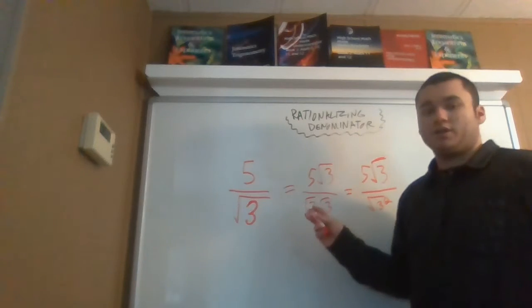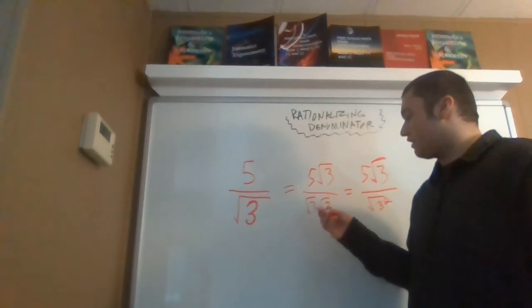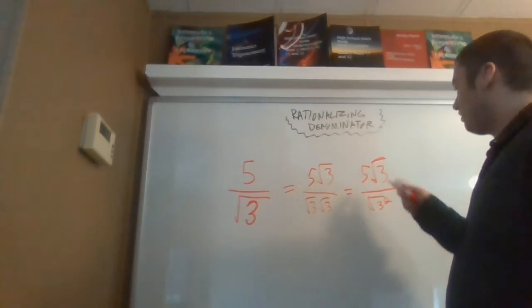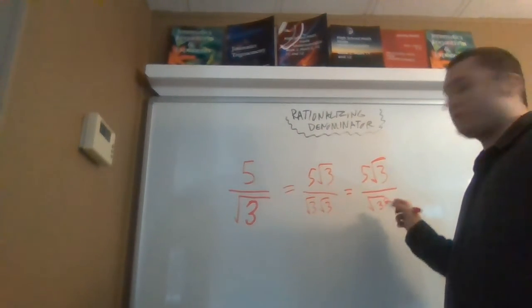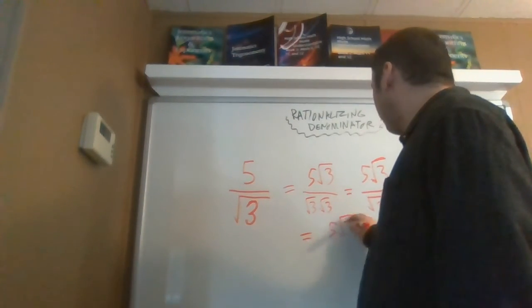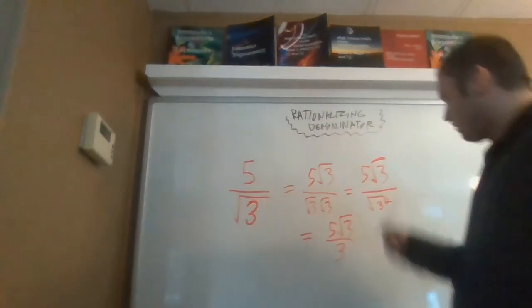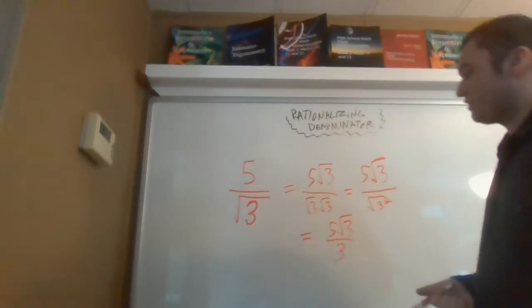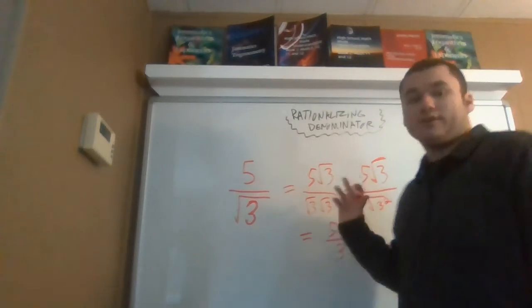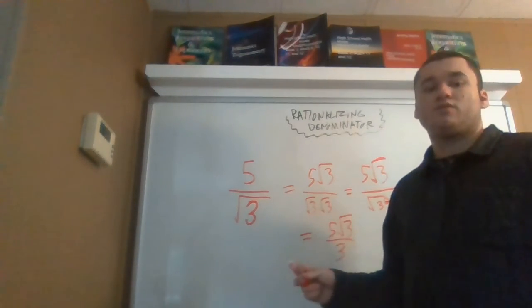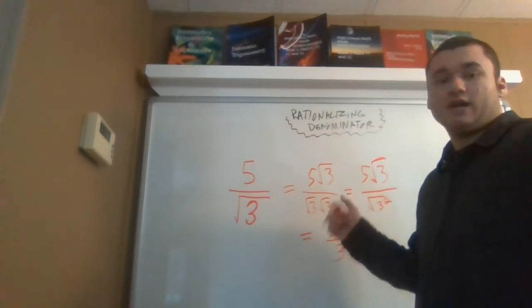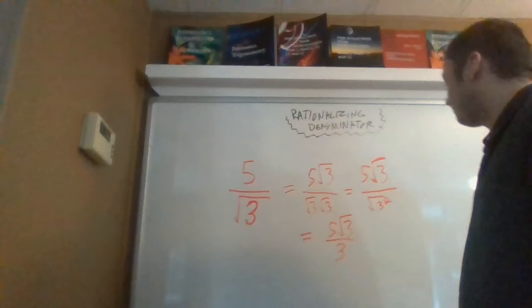Because remember, when you're multiplying two radicals with the same index, you multiply both numbers inside the radical. And this gives you 5 square root 3 divided by the square root of 3 squared. If you simplify this, you get 5 square root 3 divided by 3, which is your answer. And as you can see, the radical's gone, because in mathematics we don't like having a radical in the denominator. We only want radicals in the numerator. So whenever possible, you eliminate the radical by rationalizing your denominator.